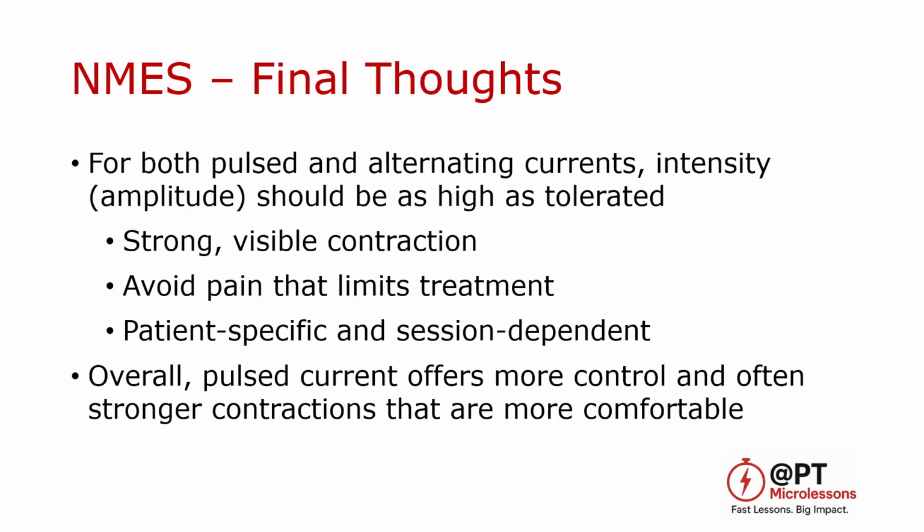Let's wrap up the setup by talking about intensity. For both pulsed and alternating current, intensity should be set as high as the patient can tolerate. The goal is a strong, visible muscle contraction. However, it should not be painful to the point that it limits the treatment. Intensity will vary from patient to patient, and even from session to session, so it should always be adjusted based on patient response. Now, one key difference is control. With pulsed current, we have more precise control over the settings, which often allows for stronger contractions and improved comfort.